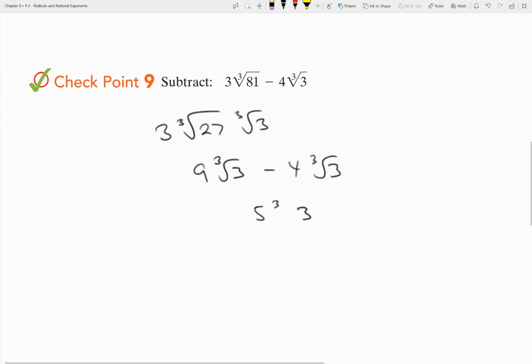Okay, nice, pretty cube root, sorry. Okay.